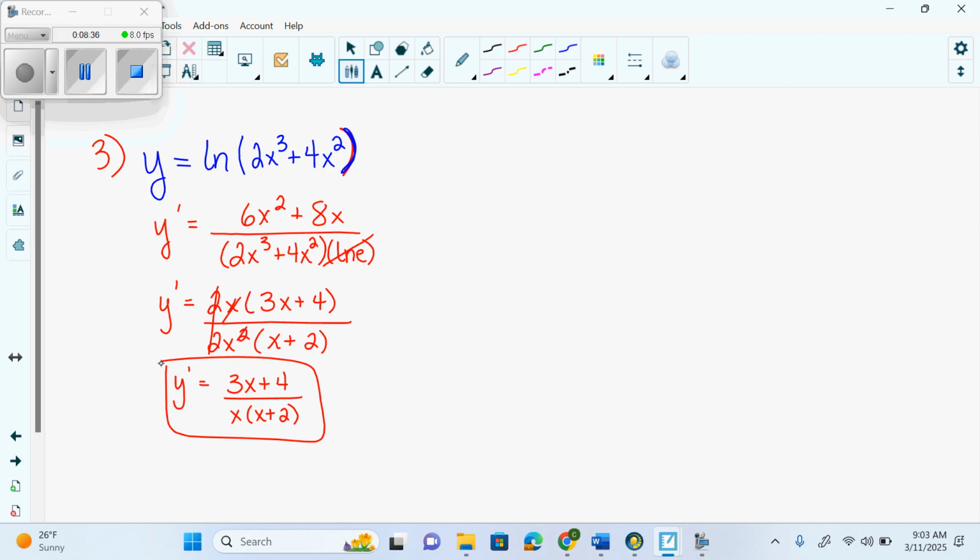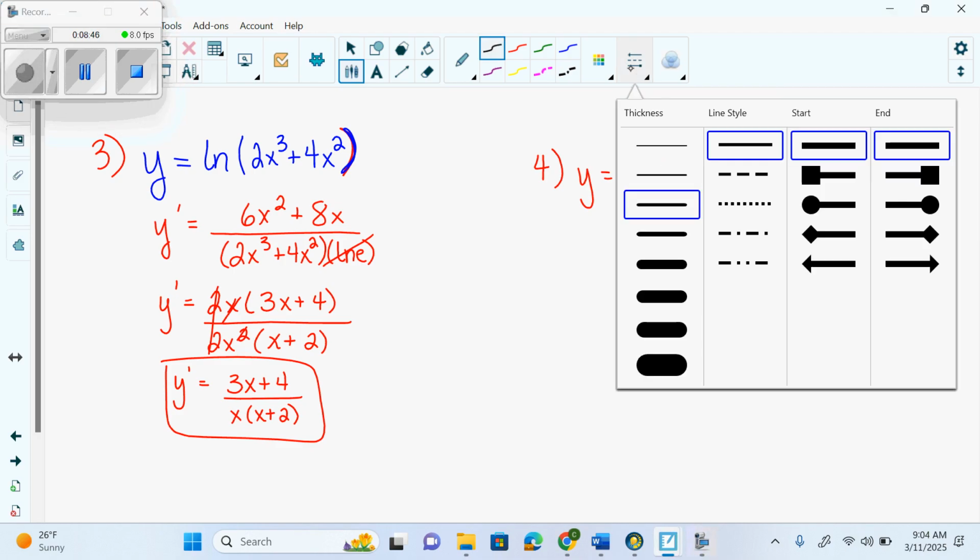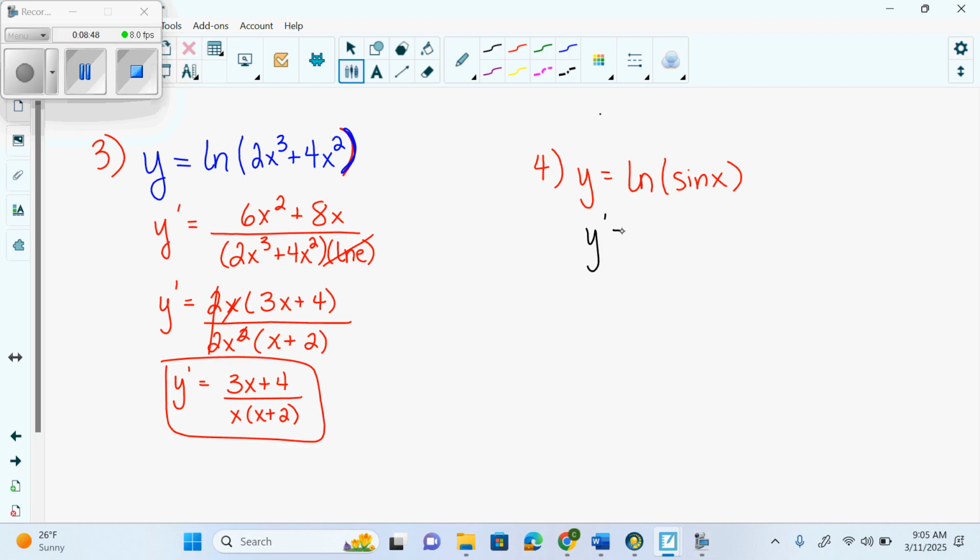Okay, try this one. All right. Y prime. Sine x goes in the bottom. Ln the base. Derivative of sine x is? Cos x. The ln e cancels because that's just 1. What's cos over sine? Cotan. Done.